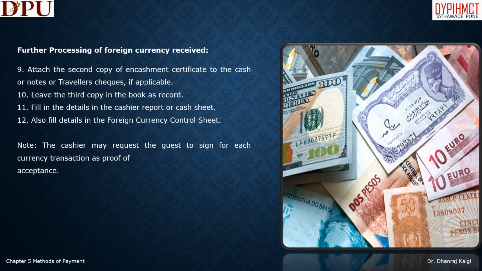Further processing of foreign currency received. 9. Attach the second copy of encashment certificate to the cash or notes or traveler's checks, if applicable. 10. Leave the third copy in the book as record. 11. Fill in the details in the cashier report or cash sheet. 12. Also fill details in the foreign currency control sheet. Note: the cashier may request the guest to sign for each currency transaction as proof of acceptance.